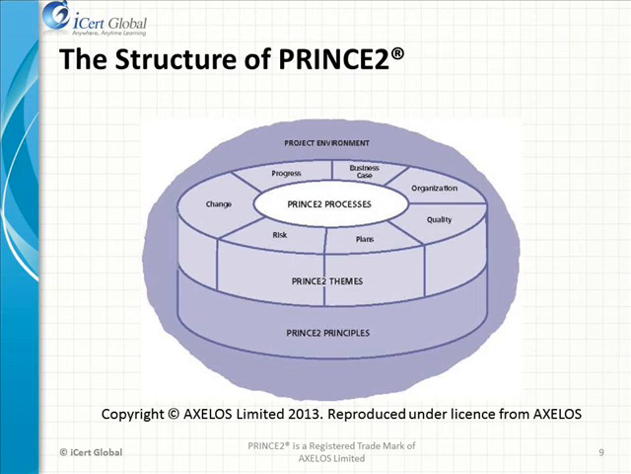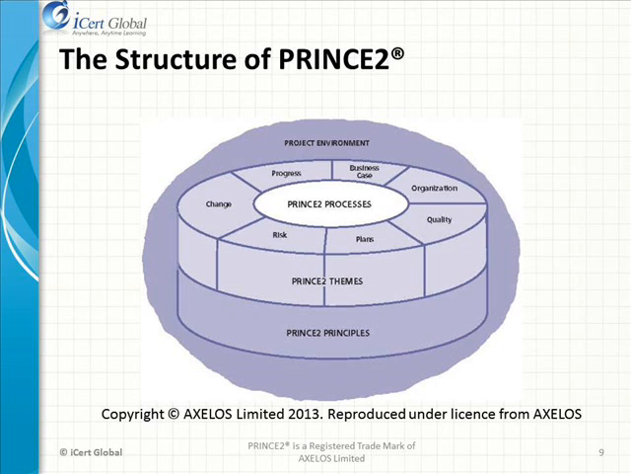The structure of PRINCE2. A pictorial depiction of the structure of PRINCE2. PRINCE2 is a process-driven project management methodology. PRINCE2 comprises a set of principles, a set of control themes, a process lifecycle and guidance on matching the method to the project's environment. PRINCE2 is based on 7 principles, 7 themes and 7 processes.